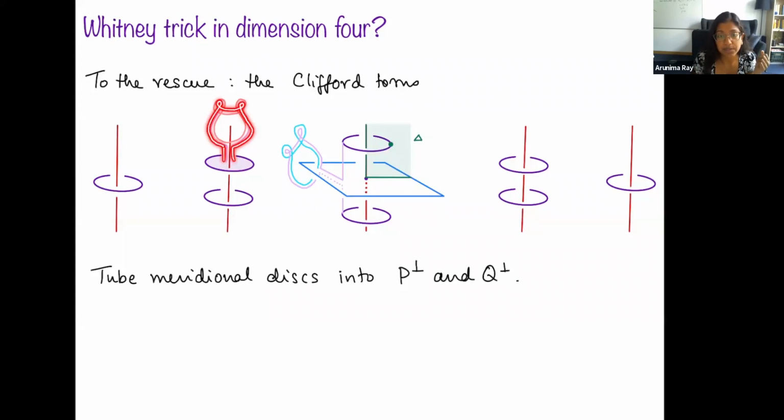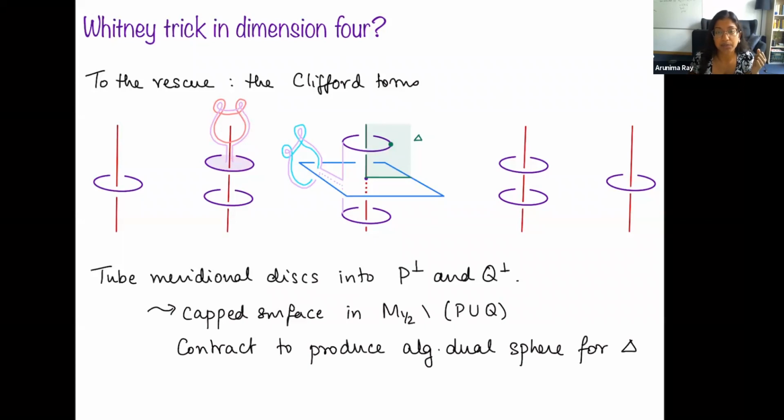And so as a result, what I've now produced after this tubing is a capped surface in M1/2 minus P and Q. And then I didn't go over this very much, but in this picture, the tubing is a bit weirder to look at. But once again, I can take this connected sum of the meridional disk with a push off of, in this case, P perp instead. All right, so now my capped surface is in the four manifold that I want. I can do my contraction.